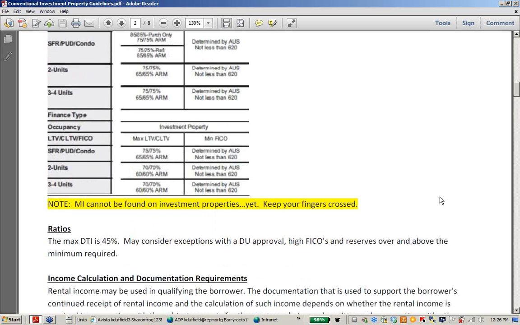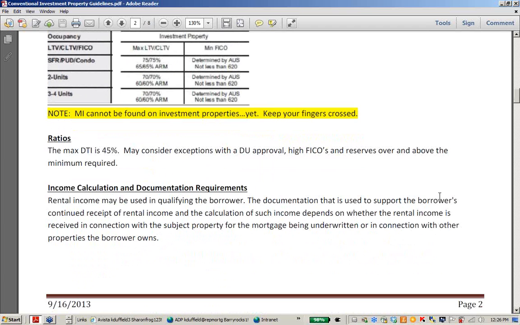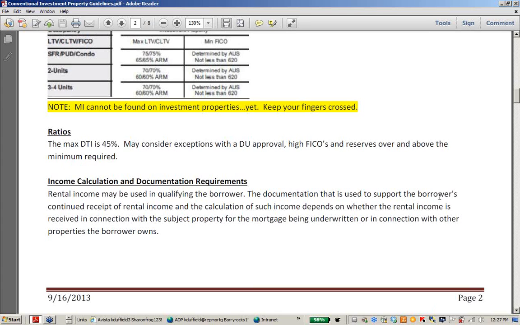So those are your LTV guidelines. On your ratios, your max DTI is 45%. Maybe we'll consider exceptions with the DU approval. That's a big maybe. You're going to have high FICOs, reserves over and above the minimum required, but you're going to have some substantial compensating factors. We're going to stick pretty closely to that DTI guideline. Okay, so that's our underwriting guidelines.